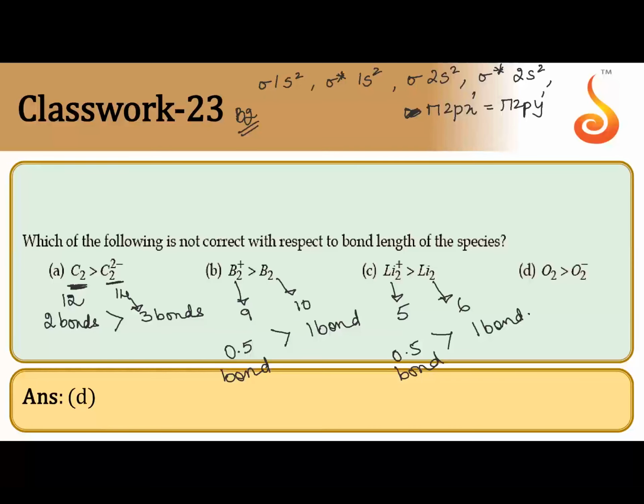Sadly, our answer is the last answer. Did you all get it? Are you getting all these things? 16 electrons and 17 electrons. And here we know that the bond order is 2, and for 17 it means 1.5. One more trick I'll teach you here.